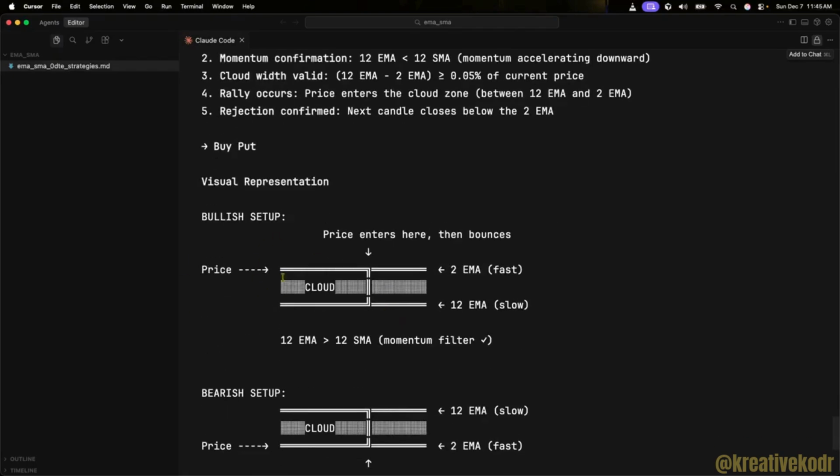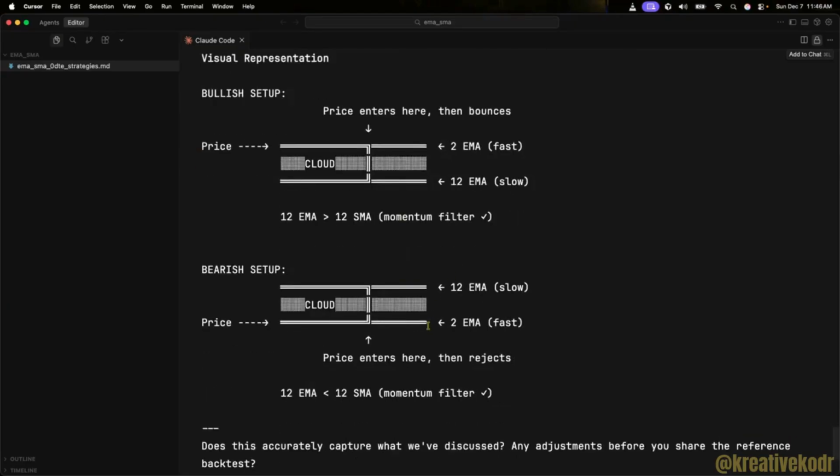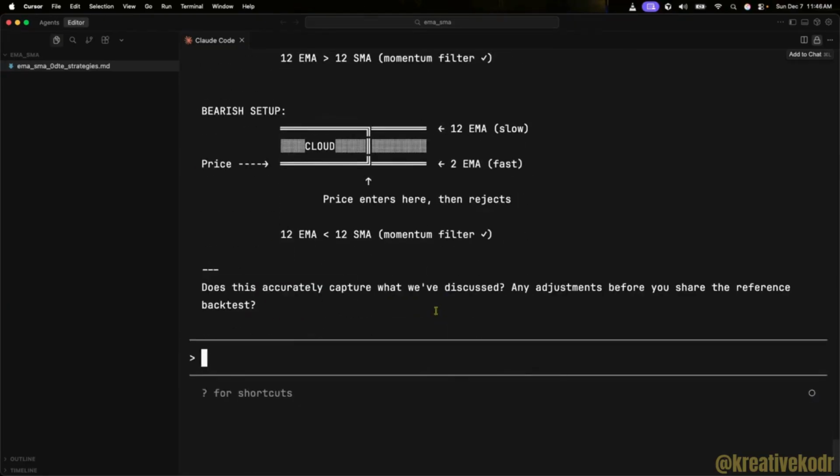A visual representation: here's the price. Price enters here, then bounce. Here's the cloud. Slow. Okay, the 12 EMA is greater than the 12 SMA, excuse me. This is our momentum filter to make sure that there's real momentum and it's not exhausted. This is a bullish setup. Here is a bearish setup. Does this accurately capture what we've discussed? Are there any discussions before you share the reference backtest?